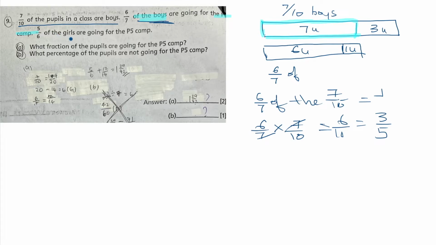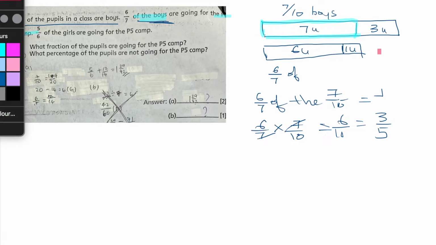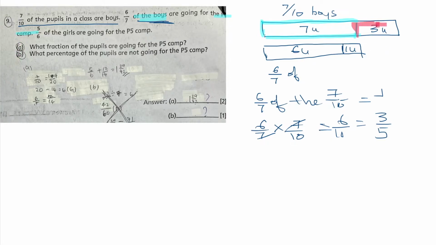So it says 5/6 of the girls are going to the camp. So you see here, this is the girls, right? This portion here is the girls. I wrote it down here to show you. 5/6. That means 1 unit not going also. 5/6 of what? 5/6 of the girls.